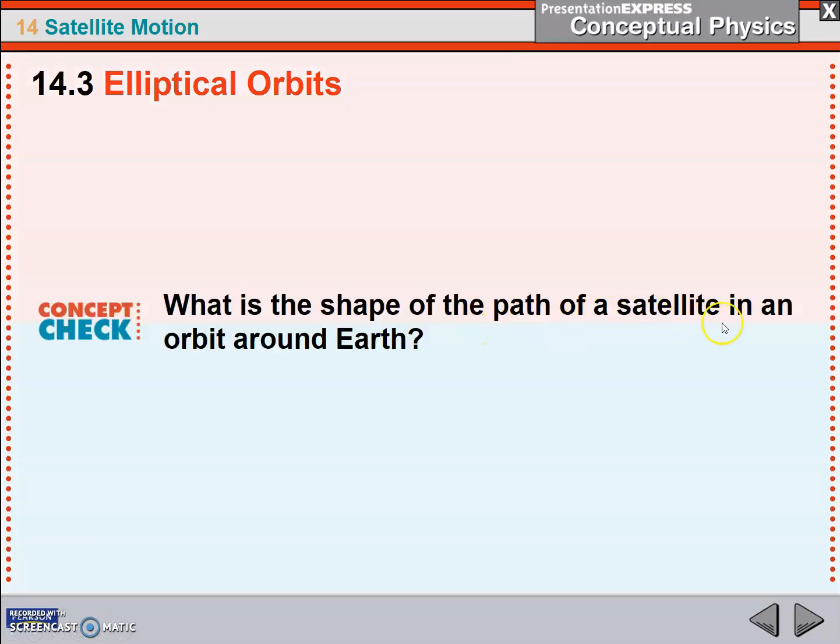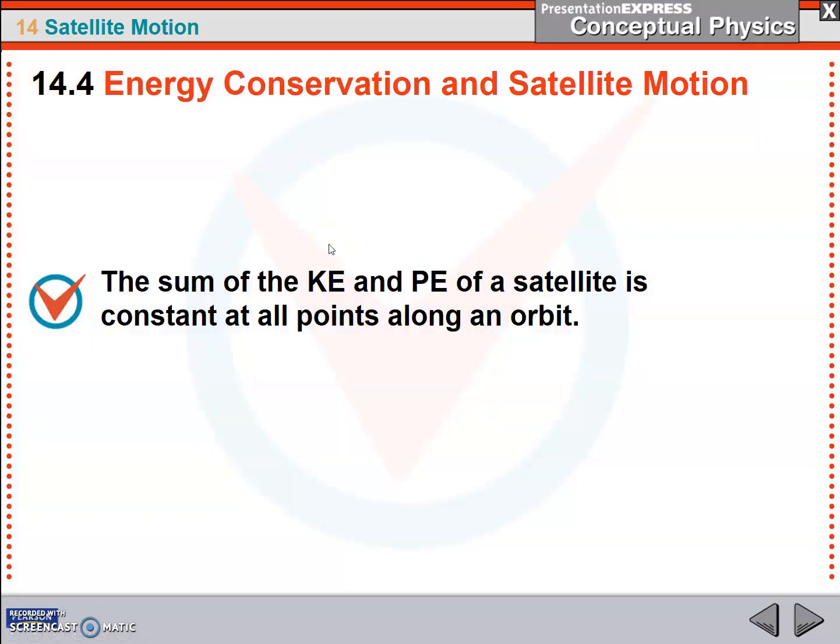What is the shape of the path of a satellite in an orbit around the Earth? An ellipse. All right, and then we go into section 14.4. We will save that for Tuesday. And all we're doing there is talking about kinetic energy and potential energy. So that's going to be a pretty easy day.